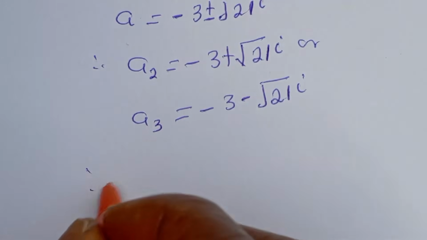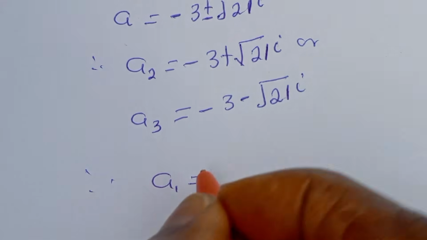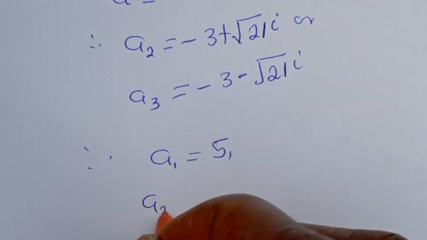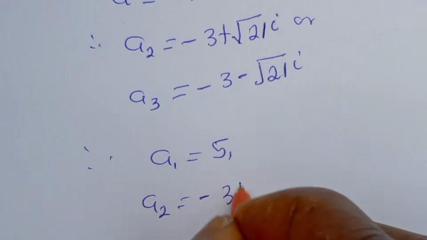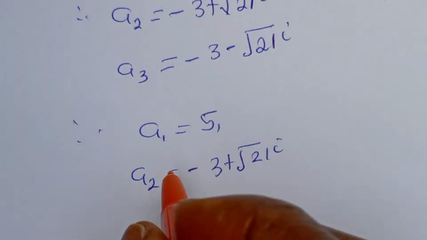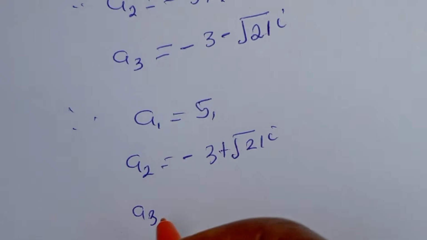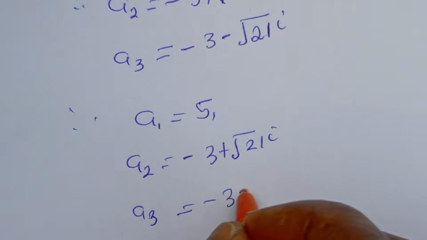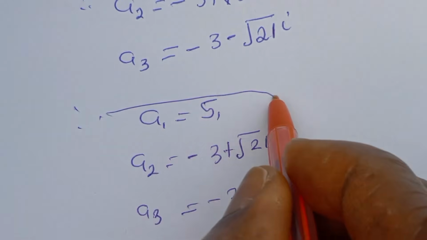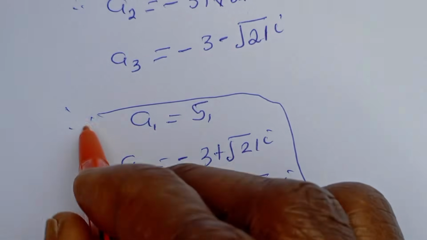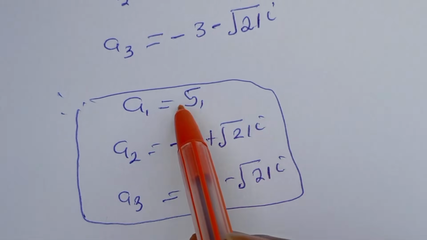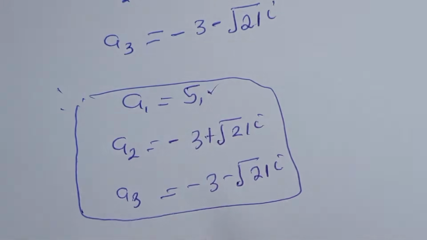And our final answers are a1 is equal to 5, a2 is equal to minus 3 plus root 21 i, then a3 is equal to minus 3 minus root 21 i. We can check to confirm if this answer is right or wrong. Now, in order to check, we have two complex solutions and one real solution. So we can check using this real solution.